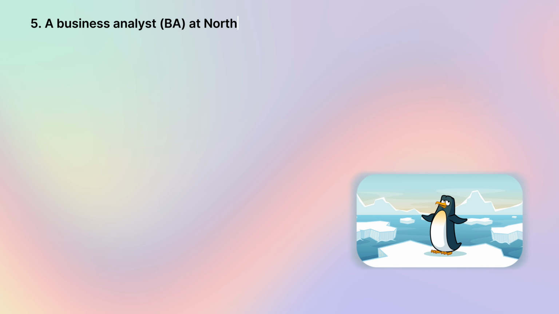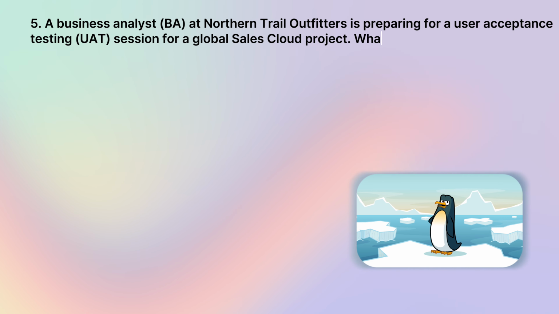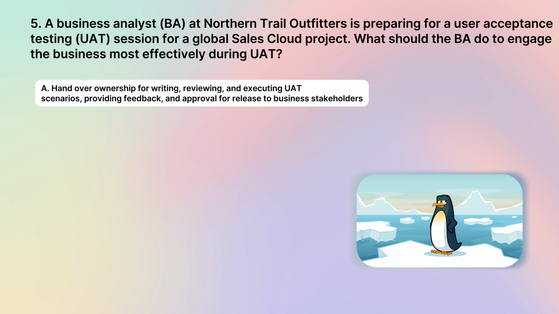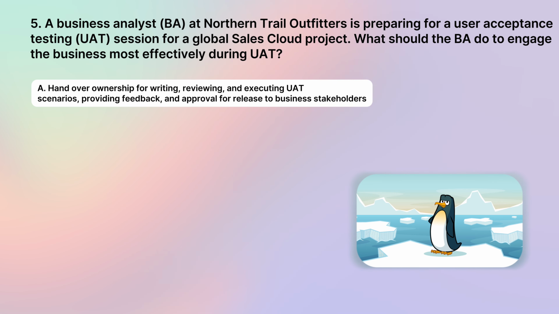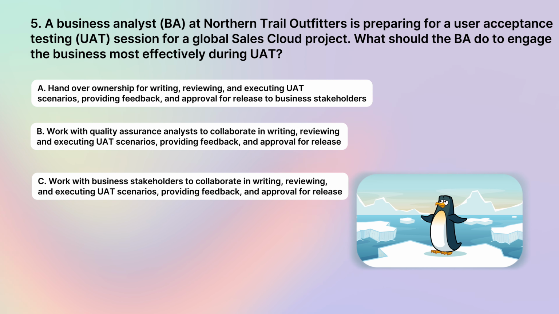Question 5. A business analyst, BA, at Northern Trail Outfitters is preparing for a user acceptance testing, UAT, session for a global Sales Cloud project. What should the BA do to engage the business most effectively during UAT? A. Hand over ownership for writing, reviewing, and executing UAT scenarios, providing feedback and approval for release to business stakeholders. B. Work with quality assurance analysts to collaborate in writing, reviewing, and executing UAT scenarios, providing feedback and approval for release. C. Work with business stakeholders to collaborate in writing, reviewing, and executing UAT scenarios, providing feedback and approval for release.